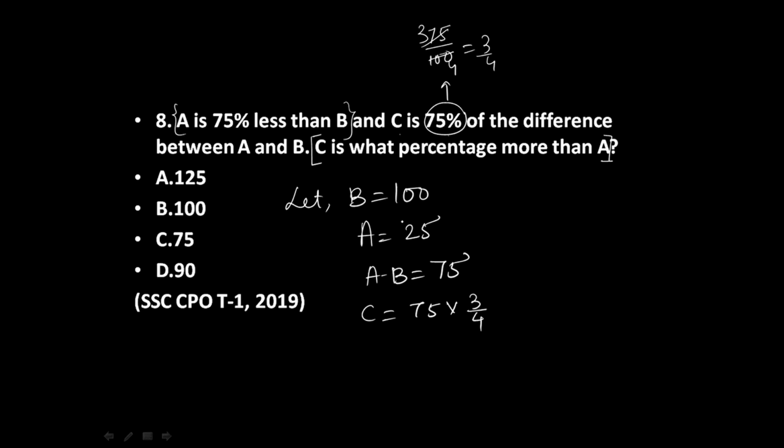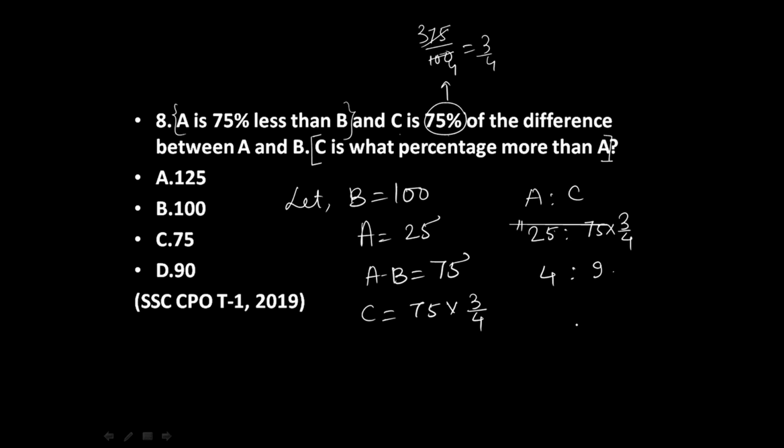So now you can get the ratio of A to C. What is the ratio of A to C? A is 25, C is 75 into 3 by 4. Okay, so what is this? We have to multiply by 4 on both sides, so it will be 4:9, right? A to C is 4:9.